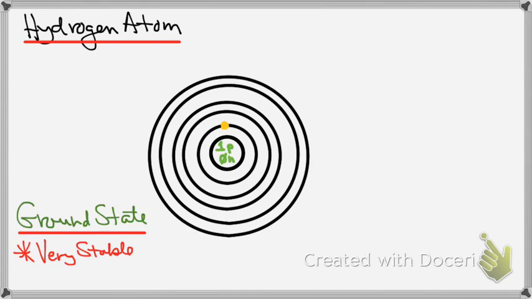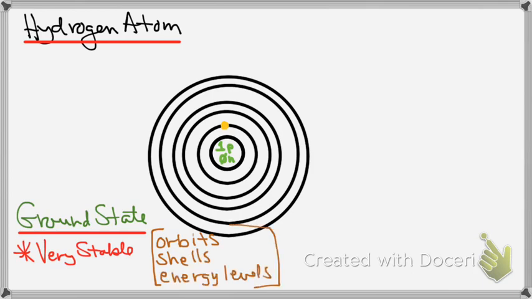Now, these concentric circles, really, in 3 dimensions, would be concentric spheres, can be referred to as either orbits, or some people refer to them as shells, and equally frequently they're called energy levels.